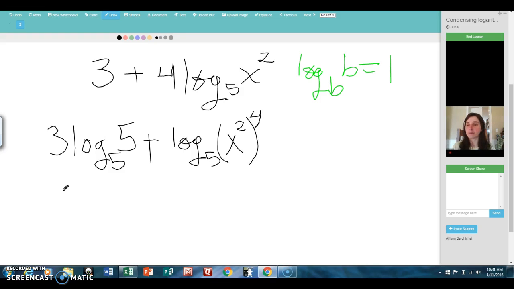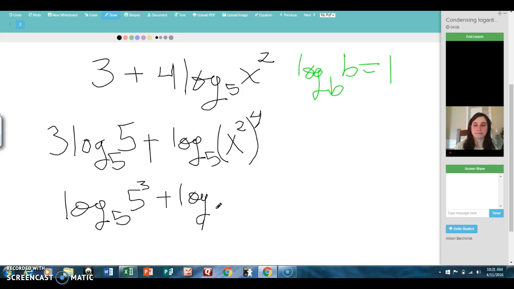So let's simplify a little bit. I've got log base 5 of 5 cubed plus log base 5 of x to the 8th, because we're multiplying these two powers together. When you raise a power to another power, you multiply them. And then I'm going to just use my addition property and I'll be done.